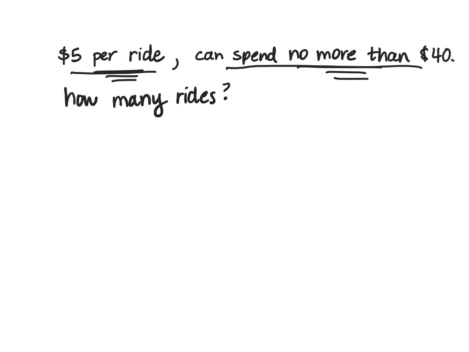All right, so we're going to start by saying, hey, we don't know how many rides we can go on. Let's call that R. I do know it's $5 per ride. So if I went on 1 ride, it'd be $5. 2 rides would be 10. 3 rides would be 15. If I went on R rides, it'd be 5 times however many rides I go on. Okay, here's how much I spend, because it's $5 per ride.